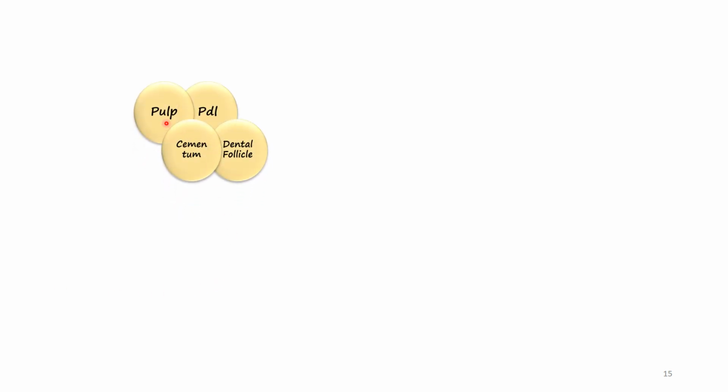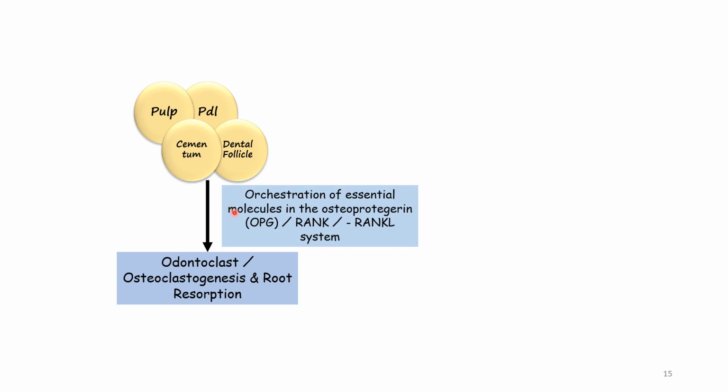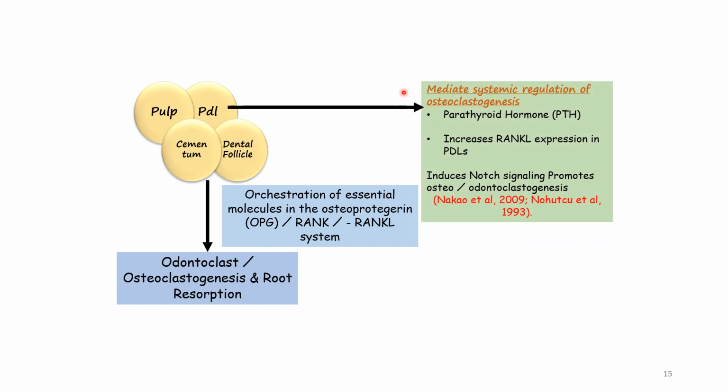The cells from the pulp, periodontal ligament, cementum and dental follicle mediate the formation of osteoclasts, odontoclasts and eventually the root resorption. They are involved in the orchestration of the essential molecules in the OPG, RANK and RANKL system. Apart from this, periodontal ligament cells also mediate the systemic regulation of osteoclast formation through parathyroid hormone and also by increasing the expression of RANKL. All these factors eventually induce Notch signaling, promoting odontoclastogenesis.